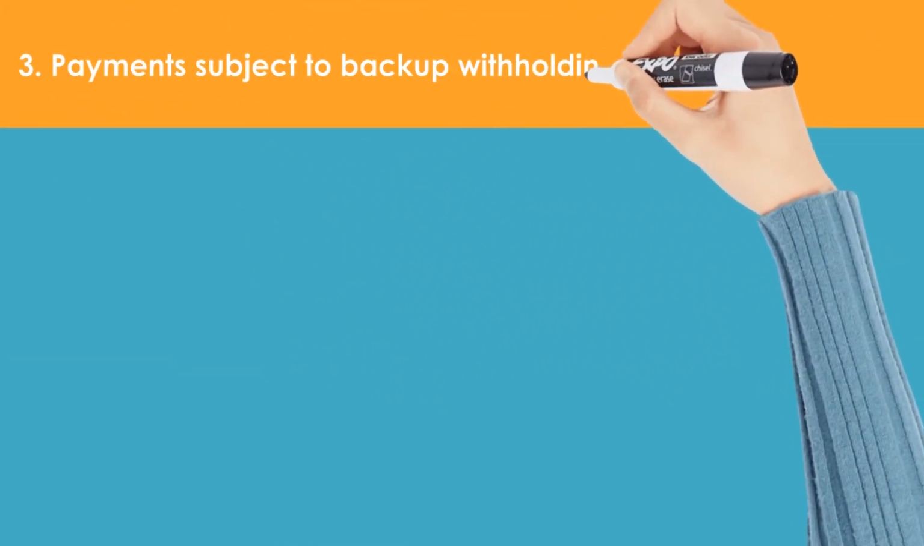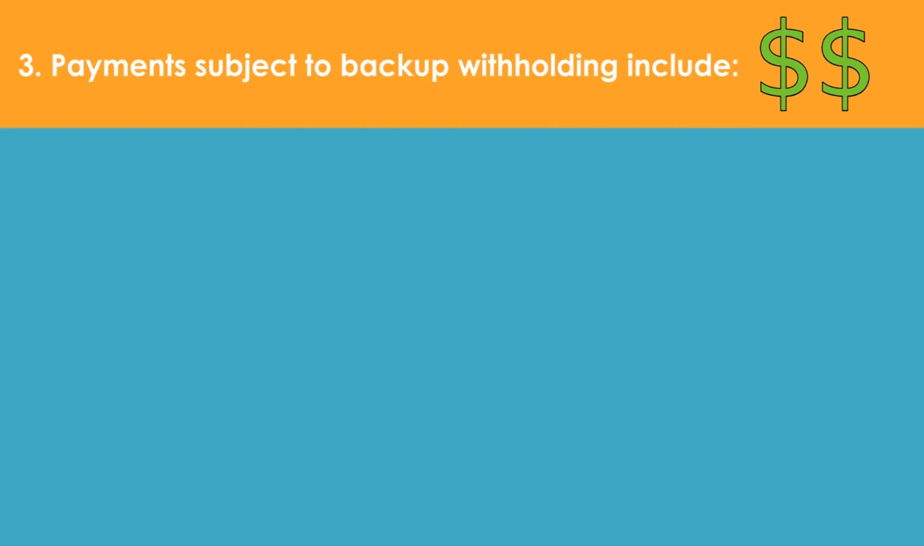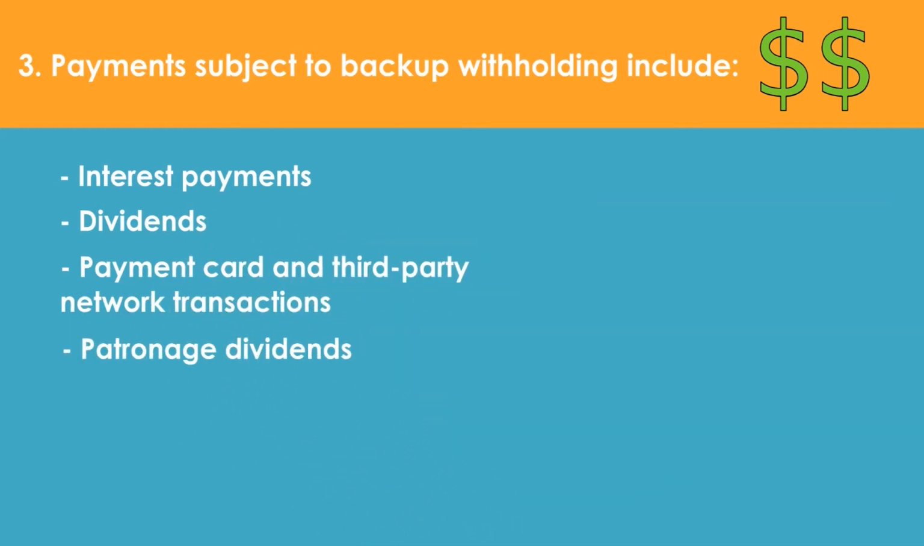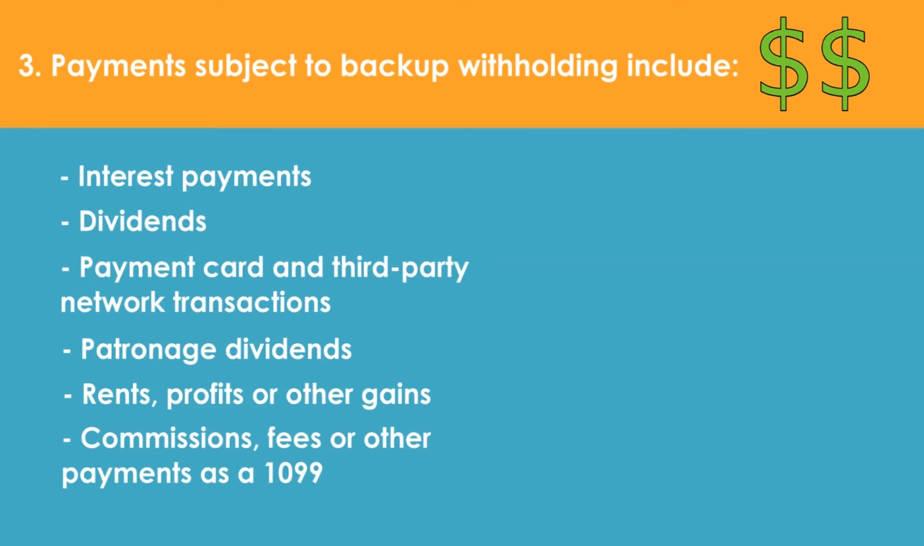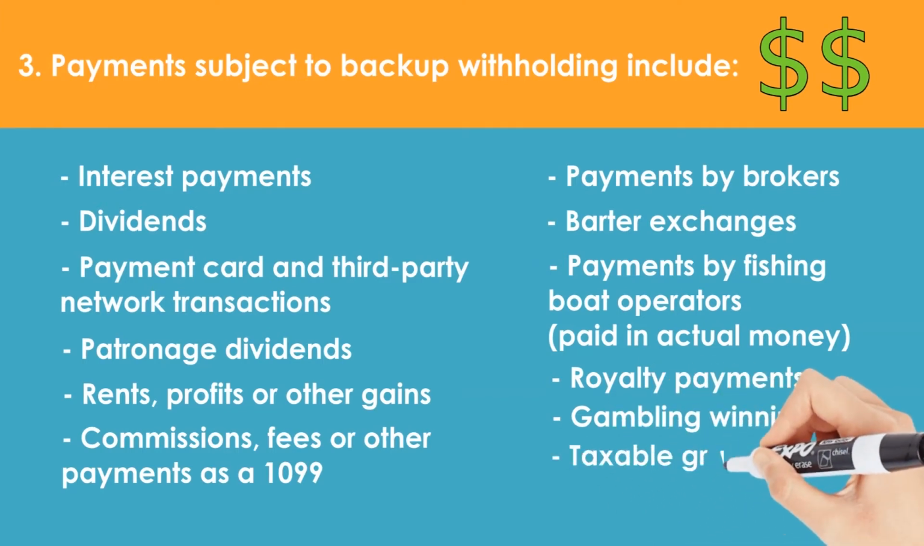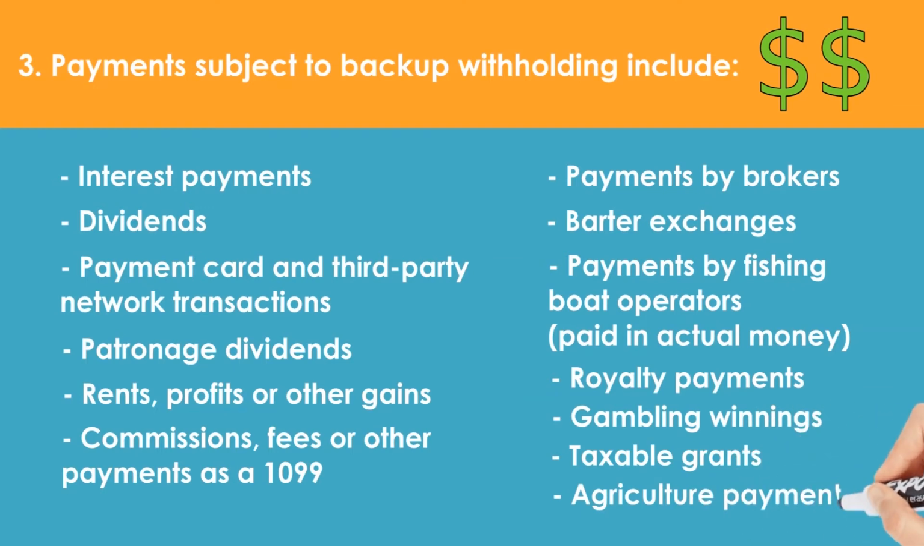3. Payments subject to backup withholding include interest payments, dividends, payment card and third-party network transactions, patronage dividends, but only if at least half the payment is in money, rents, profits or other gains, commissions, fees or other payments for work done as an independent contractor, payments by brokers, barter exchanges, payments by fishing boat operators, but only the part that is paid in actual money and that represents a share of the proceeds of the catch, royalty payments, gambling winnings, if not subject to gambling withholding, taxable grants, agriculture payments.